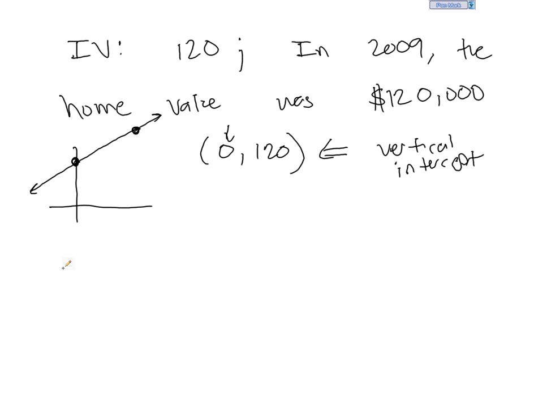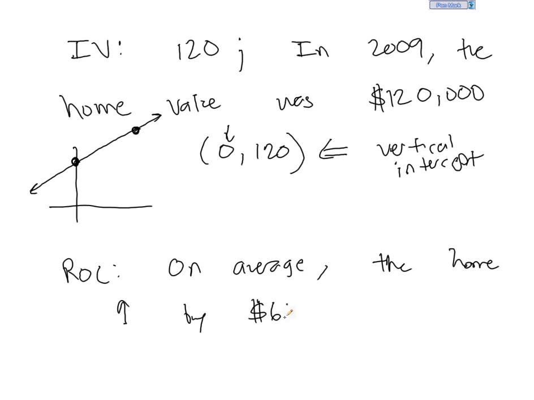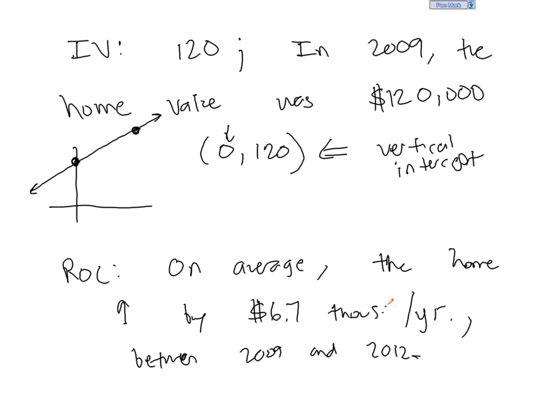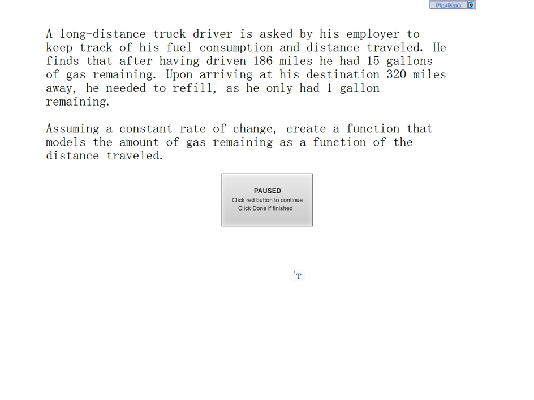Similarly, the rate of change, or the slope, we could interpret as, on average, the home increases by $6.7 thousand per year. And we probably want to say that this is between 2009 and 2012, because it doesn't necessarily always increase by that. That was just the average between 2 years.